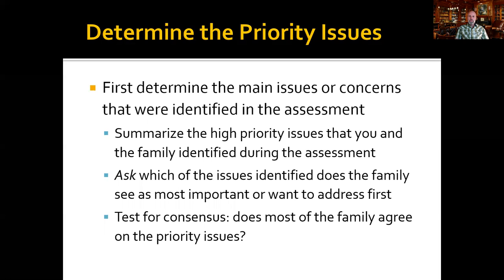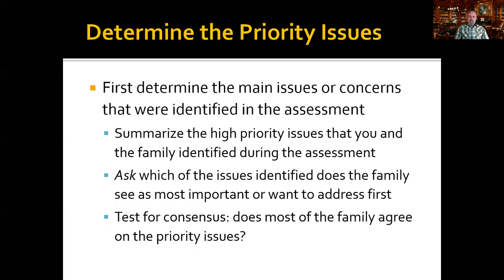So what we want to do is make sure that we figure out what are the high priority issues. If we've identified 14 different things that we could potentially work on, which ones are the most important? If we could only accomplish one goal, which goal would be the one that is most important? So the way that you want to do this first is simply ask the family, what do they see as most important, or what do they want to address first?